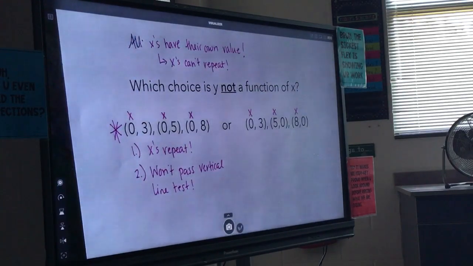I thought it was blind. Huh? I thought it said blind. It did. But the reason it's not a function is because all of your x's are the same.